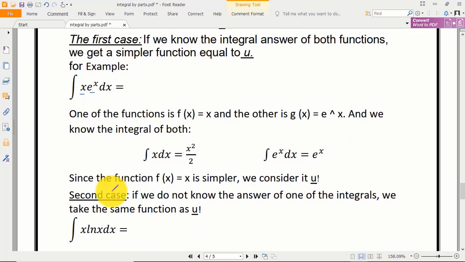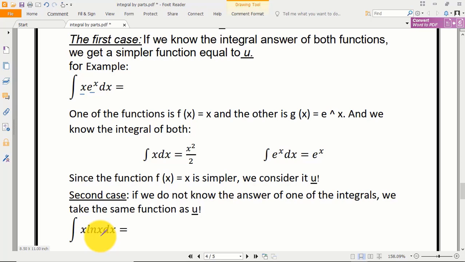And there's a second case, which is suppose that you do not know the integral of one of these functions. Surprisingly, that function whose integral you do not know is u, because if you pick that unknown integral function as dv, you have to integrate it due to the formula to find what v is. But we don't know its integral, so integral by parts won't work. That's why we pick u as the function whose integral we do not know.